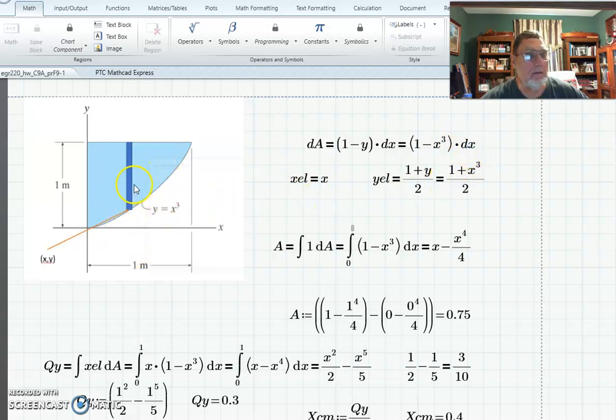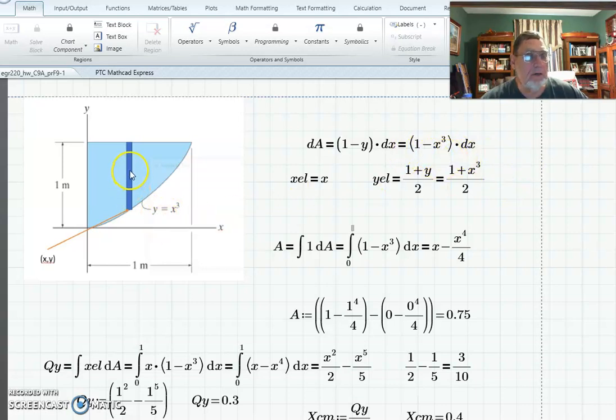But what is its length? Well, it's from here to here. That distance, that's the coordinate x, y, that distance y. So it's going to be that distance all the way up minus that distance. So it's 1 minus y times dx. We want our integration to be with x, therefore we need to replace all the y's with x cubed.